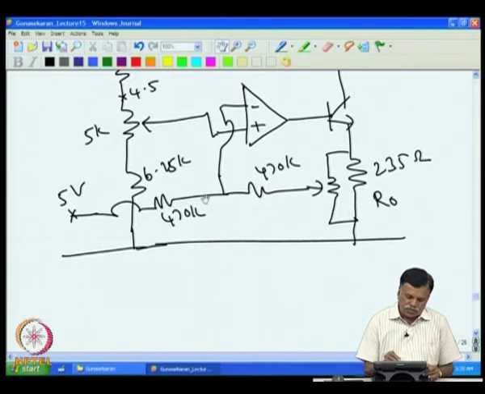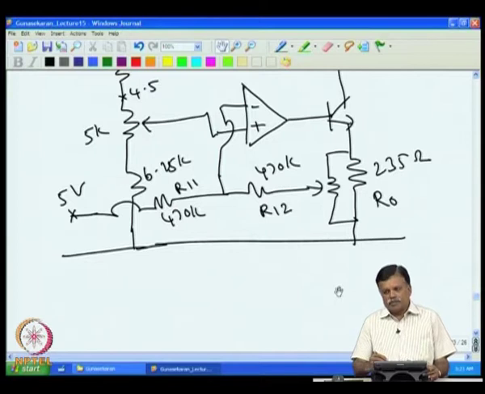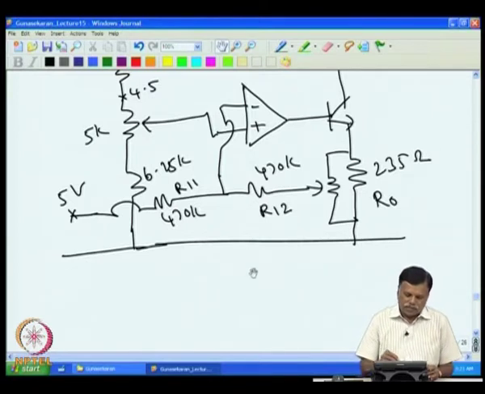As you can consider these two resistors, this 470 k and 470 k. Let us name them: this is R11 and this is R12. If R11 and R12 change with temperature, then also output current is expected to change. So, we assume one is increasing, one is decreasing, and we will take 50 ppm drift. This is going up by 50 ppm and this is coming down by 50 ppm.